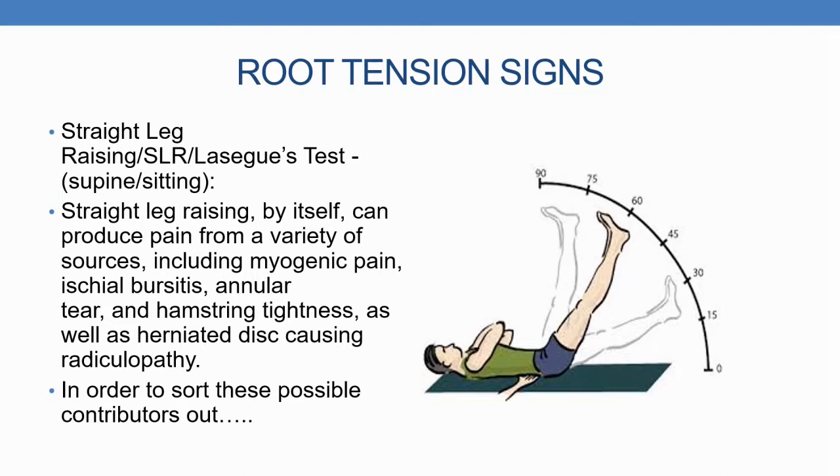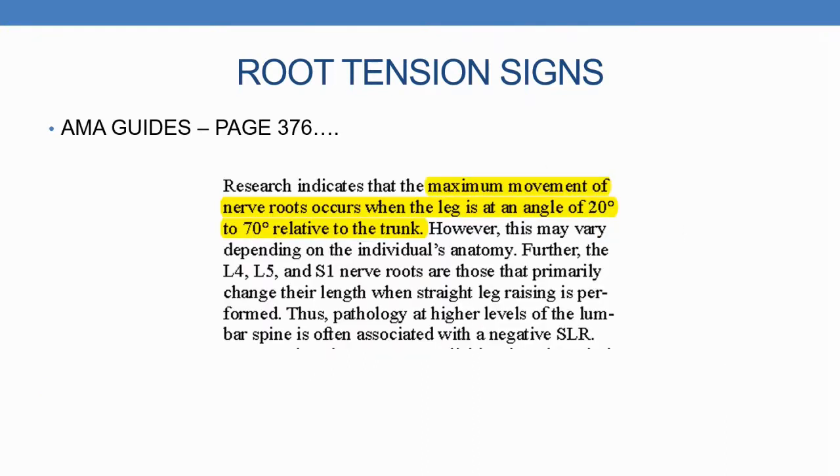Now, pain with straight leg raising, as we said, can come from the muscles, can come from ischial bursitis, can come from hamstring tightness, can come from a variety of structures. So how is it that we can begin to determine which actually is the pain producer? What is the pain productive tissue? Well, let's go through a couple of procedures and start sorting out which tissues are responsible for pain.